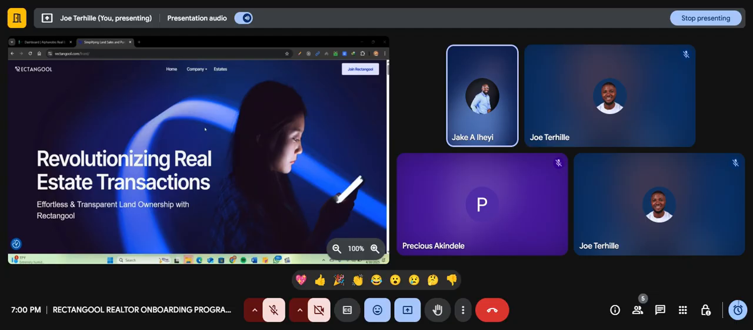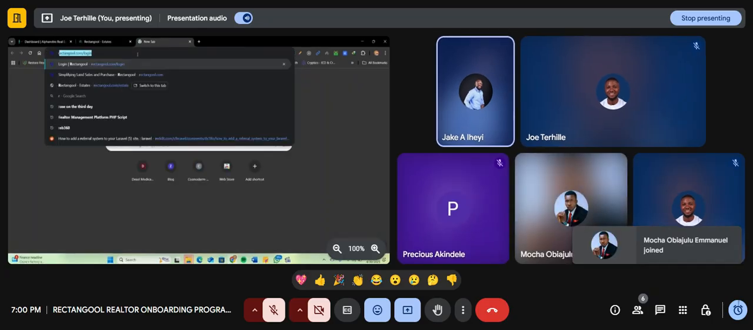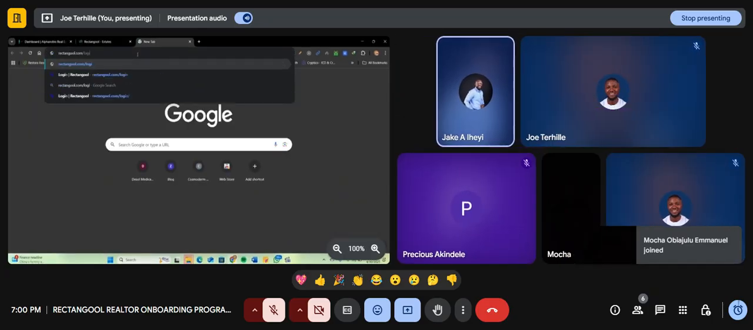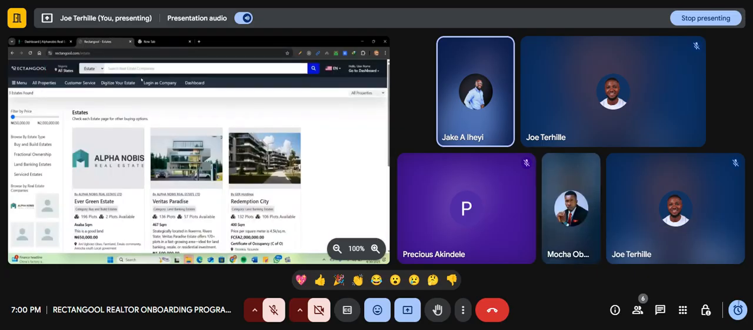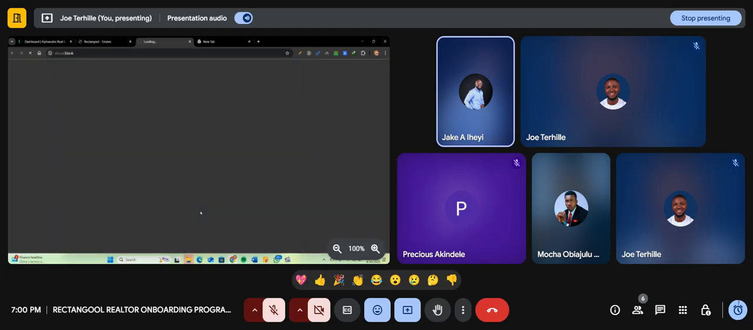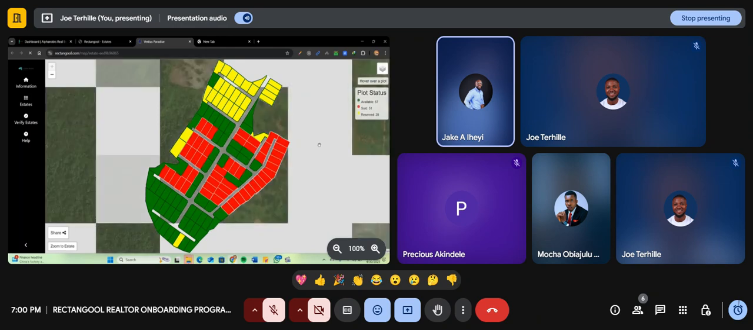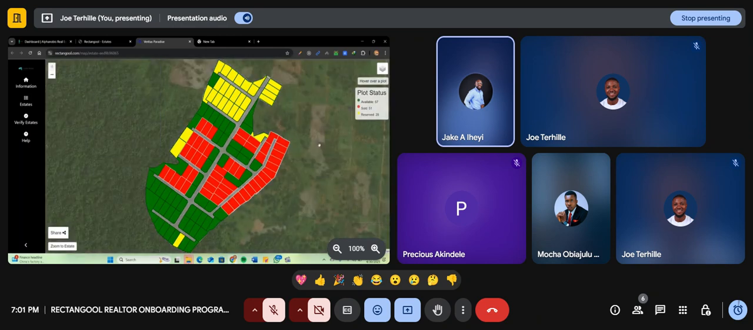So let me show you exactly what that looks like. Take for example, you are a real estate company, and your estate has been digitized, or you want us to digitize your estate. Then you have something that looks exactly like this. This is a digital representation from one of the companies on our platform called Alpha Nobis, for example. And this is a layout.